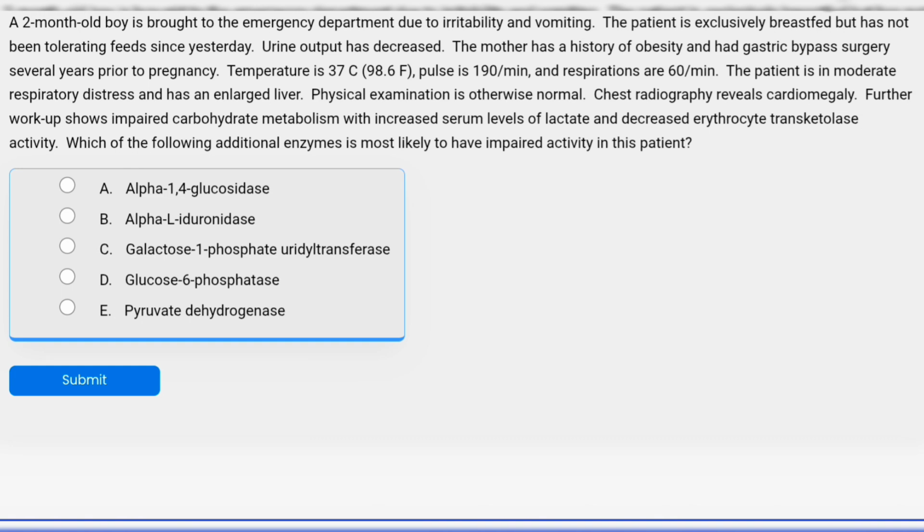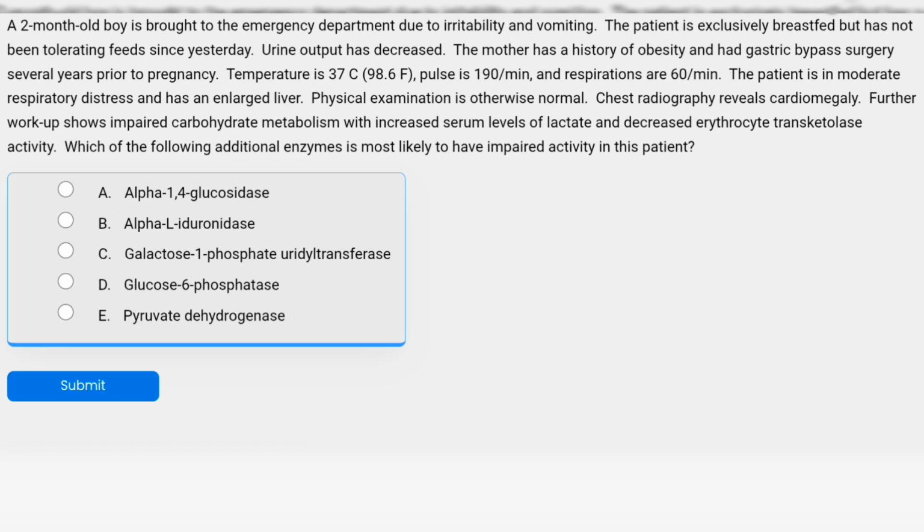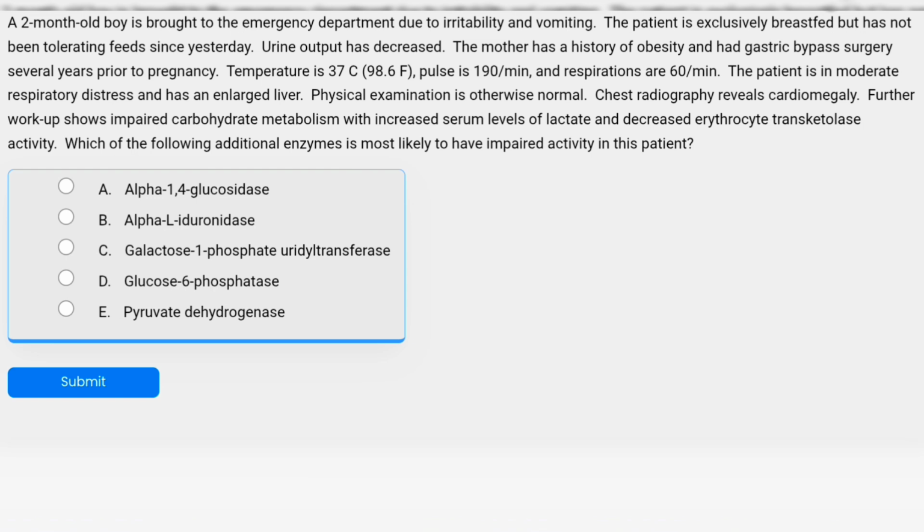We have to think about the joint relationship between transketolase and one of the enzymes in the answer choices. Transketolase is a thiamine dependent enzyme, and we have to think about which other enzyme is also thiamine dependent. We read the answer choices. So A, alpha 1,4-glucosidase. This is not thiamine dependent, and this is in the glycogen metabolism. If it is impaired or decreased in activity, it will lead to Pompe disease.